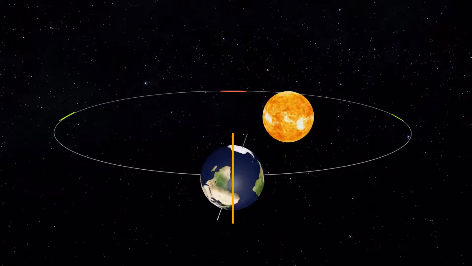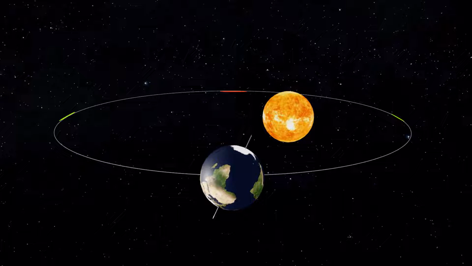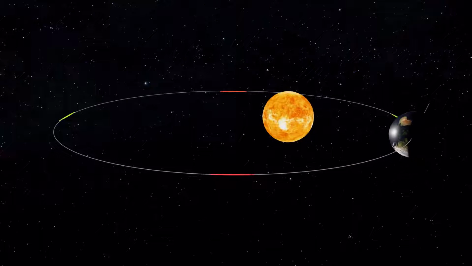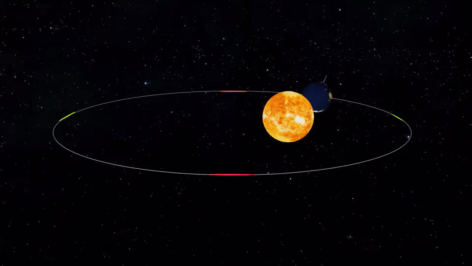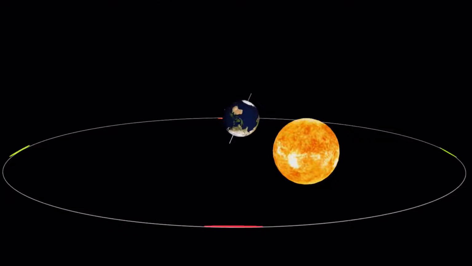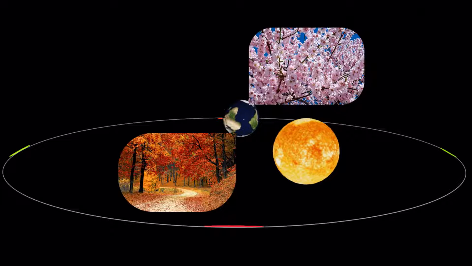Earth is tilted on its axis at an angle of 23.5 degrees. This tilt is what causes the changing of seasons. As the Earth orbits the Sun, different parts of the Earth receive different amounts of sunlight depending on the season. As the Earth orbits the Sun, the northern and southern hemispheres experience opposite seasons due to the tilt of the Earth's axis.